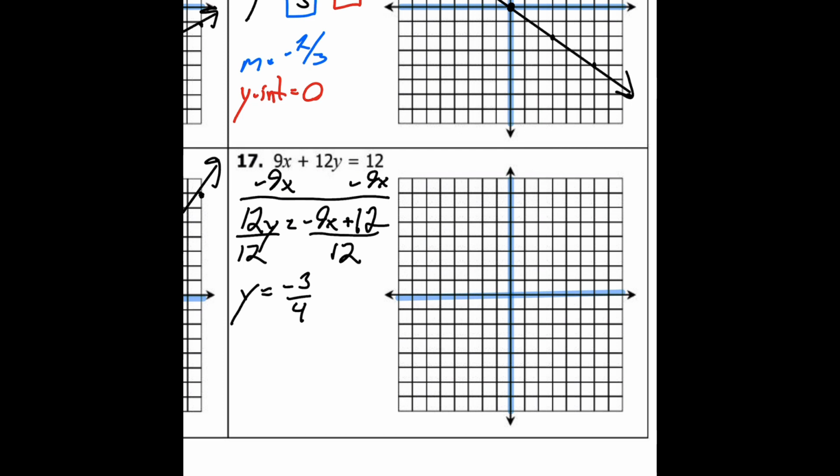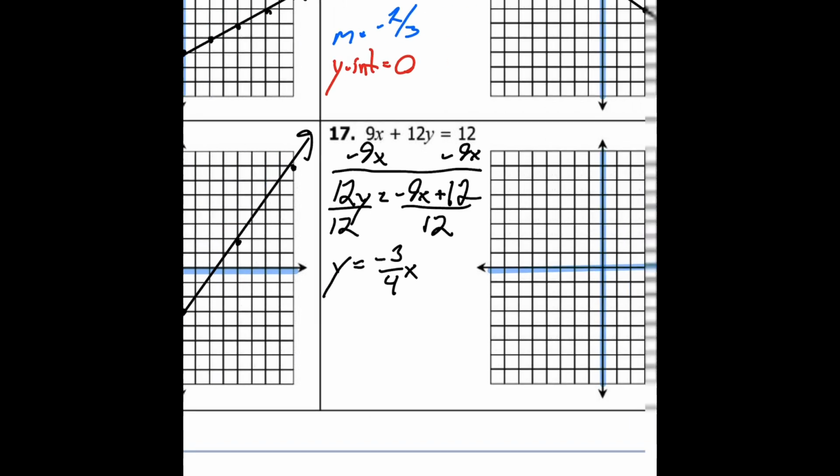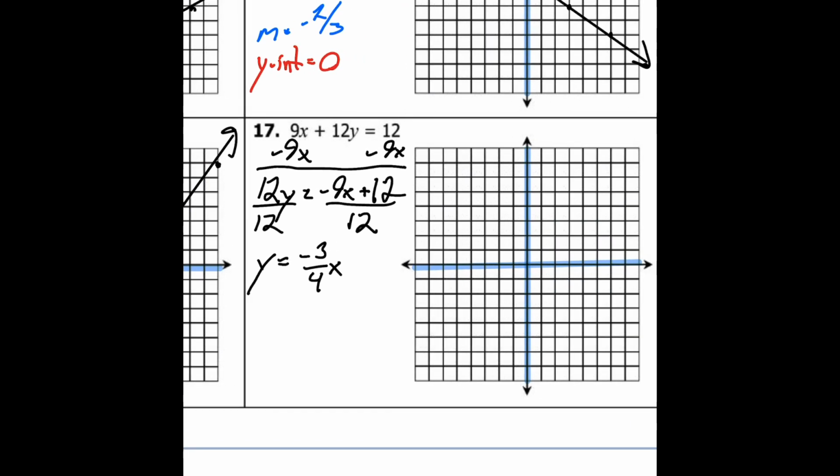And then I have to make sure I don't forget my x. Did I remember my x there? I did. I don't forget my x. And then 12 divided by 12 is 1. I can identify my slope. I can identify my y-intercept. My slope equals negative 3 over 4. My y-intercept equals 1. And now I can graph.